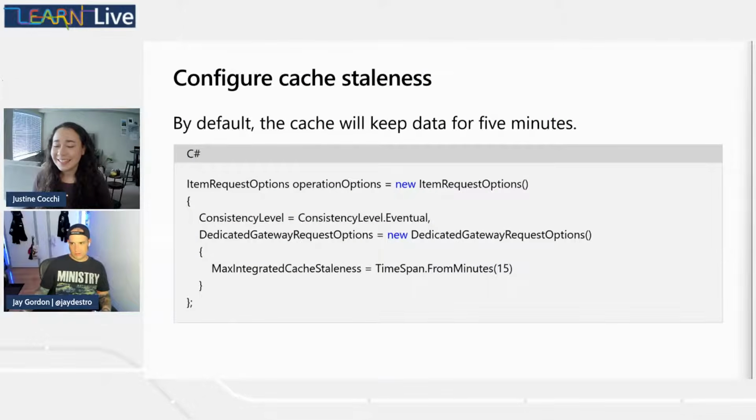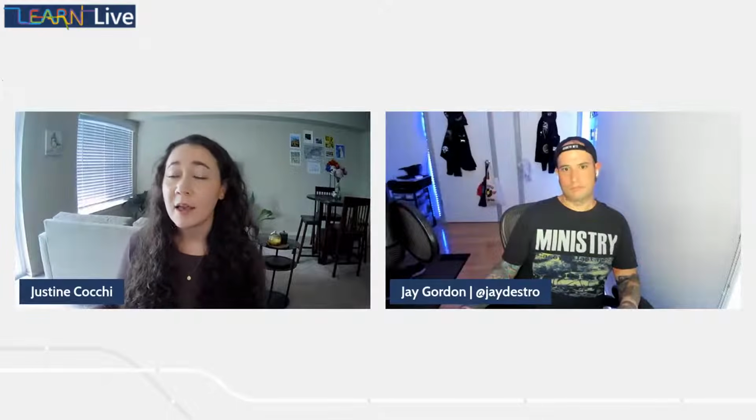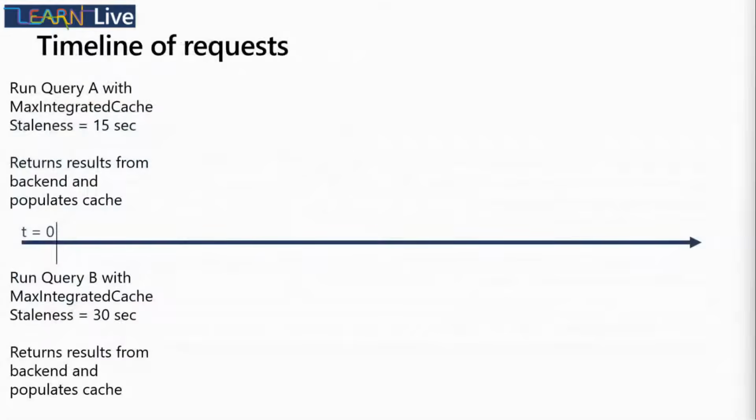Yeah. So for the queries, configuring is exactly the same. We have our dedicated gateway request options. This example does from seconds. This might be a little bit difficult to keep in your head, like what is the process? What does this actually mean? How does this max integrated cache staleness affect the cost of my queries? Mm-hmm. So let's go through a quick example of a timeline of some requests.